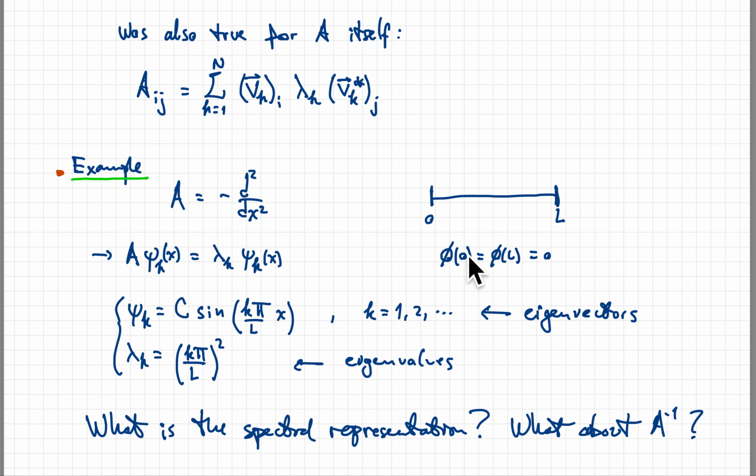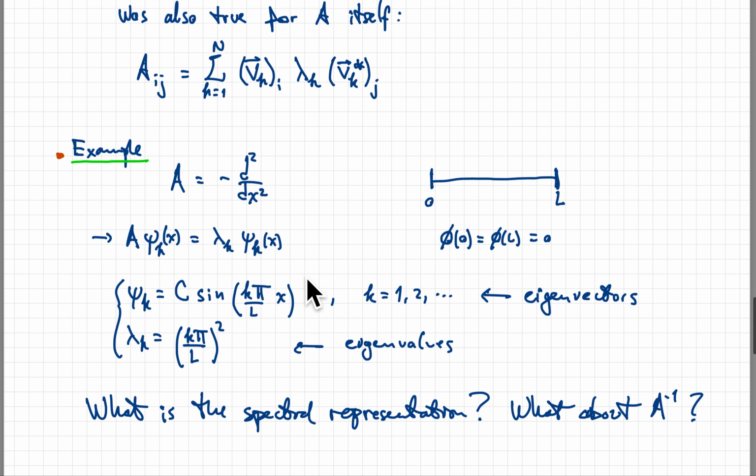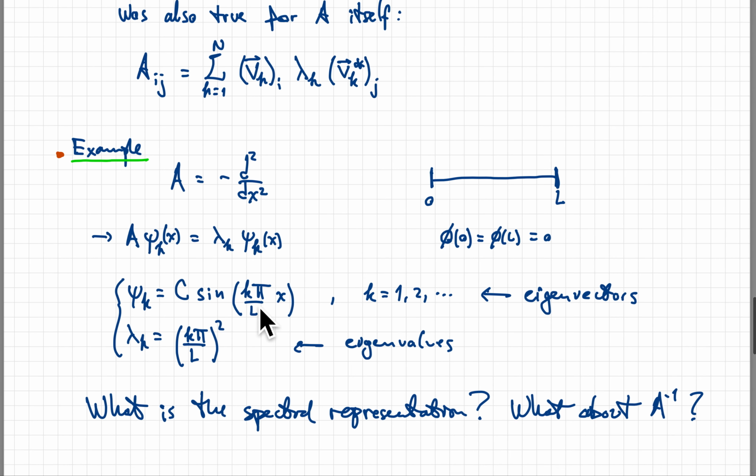We have this operator, and we have functions that satisfy these boundary conditions living in this space. This operator in that space of functions will have eigenvalues and eigenvectors, which will satisfy our defining equation for eigenvectors and eigenvalues. The solution to this problem is simply sine of k pi over L times x for the eigenvectors. This eigenvector is a function of x, and the eigenvalues are simply (k pi over L) squared.